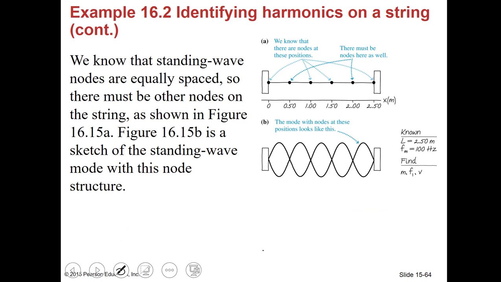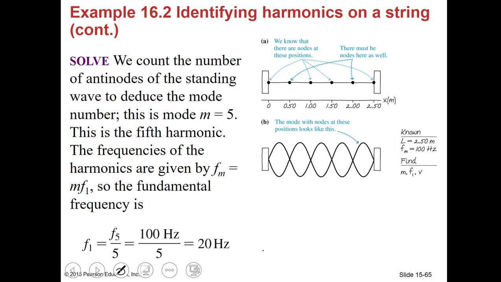Okay, very good. So the fundamental frequency, here's really the formula. We had Fm is equal to m times the fundamental frequency. So right now we know this is mode 5, so we know that the fifth harmonic they're telling us is 100. They're telling us this in the problem.